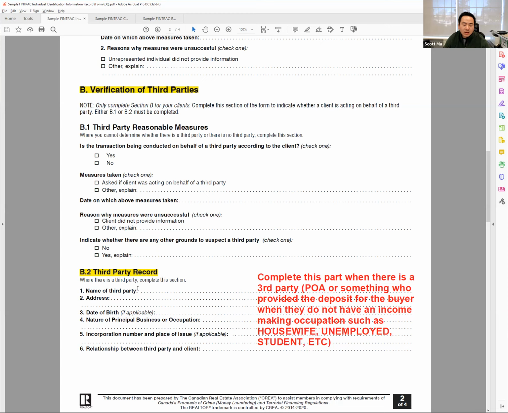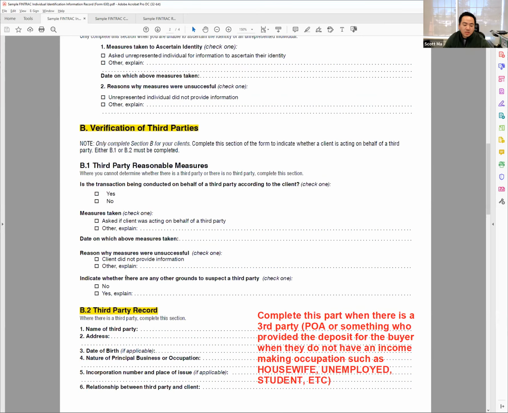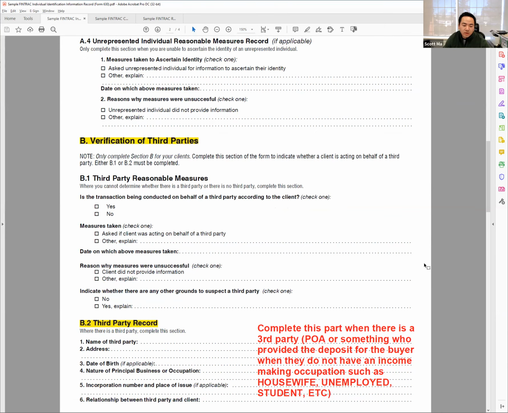Because we obviously can't have random funds coming from who knows where. So, the easiest rule to remember is whoever you're representing in the transaction, if it's 1 buyer, 2 buyers, 1 seller, 2 sellers, you need ID for everyone. And that actually reminds me of a good point.